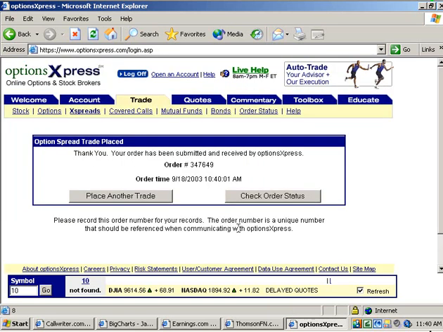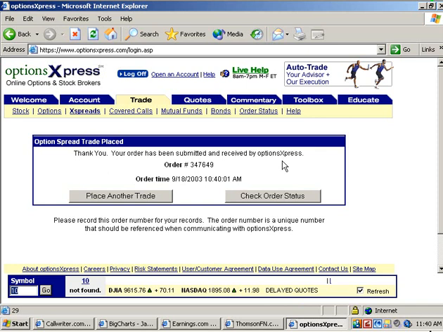Now at this point, you're at the point of no return. This is a live trading day, and right now Option Express is out there on the trading floor, trading this account, trying to do this debit spread on my behalf. When you get to this point, you want to print out this page, because it has your order number and the time of the order. You can see where it says thank you, your order has been submitted and received by Option Express. Usually between 60 and 90 seconds, if there's no problem, this order will be executed.